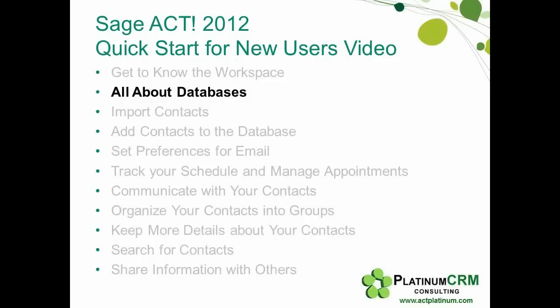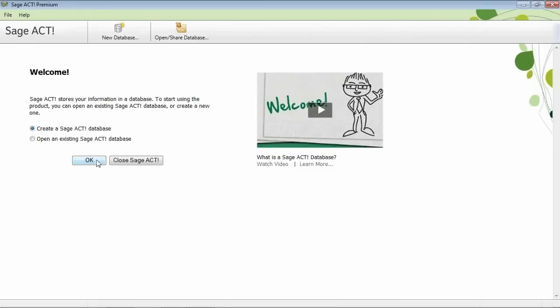All about databases. After you install Sage Act, you need to create a database to store information about the people you want to track. The first time you open the application, you are prompted to create a database or open an existing database. If you are a single user or administrator of a workgroup, you would select to create a Sage Act database.